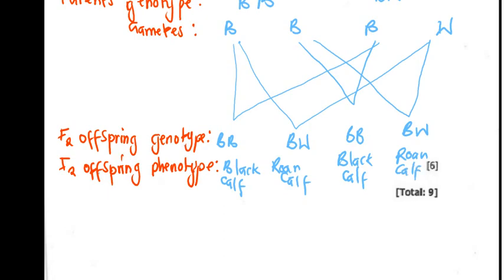Okay, and then we're going to have our probability here. Probability. So this is going to be a 1-to-1 type of probability. A 1-to-1. How is it 1-to-1, you may ask? Don't show your calculations here. But since we have two black calves and then we have two roan calves, if we take these into their smallest term, it's going to be 1-to-1.